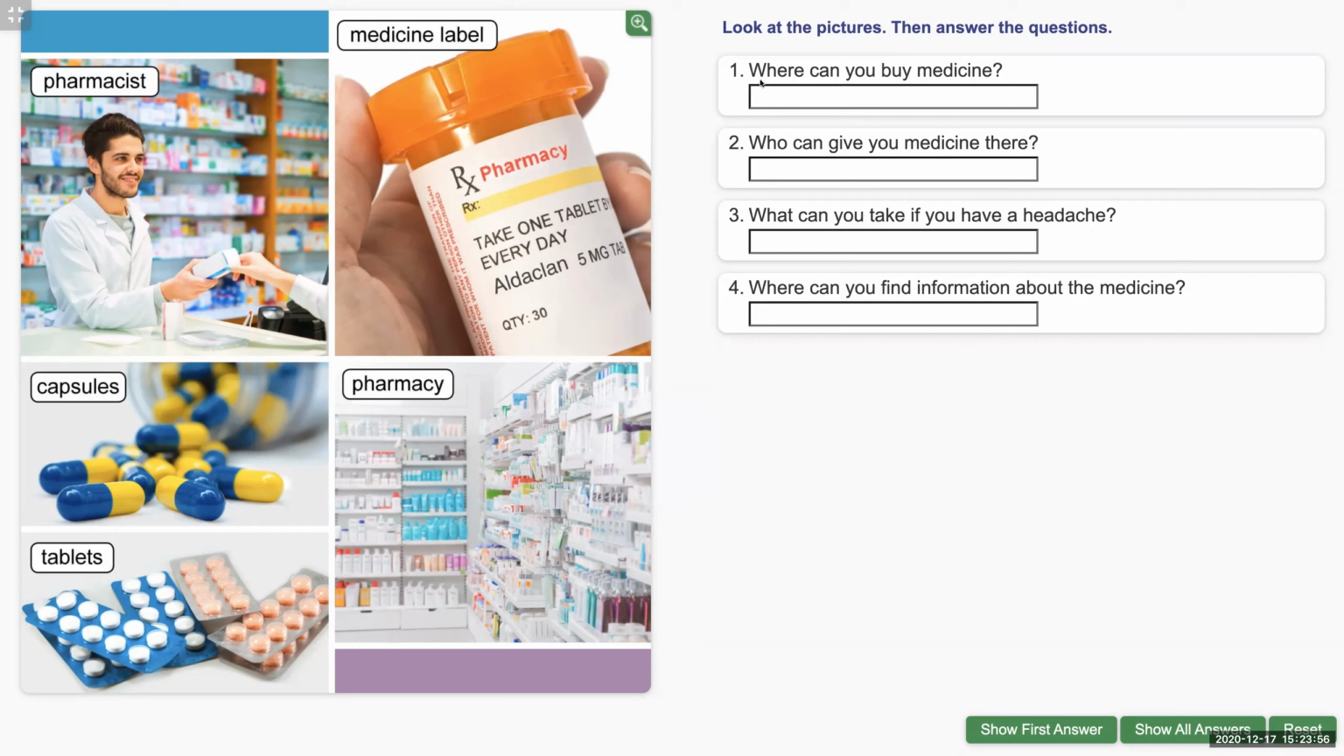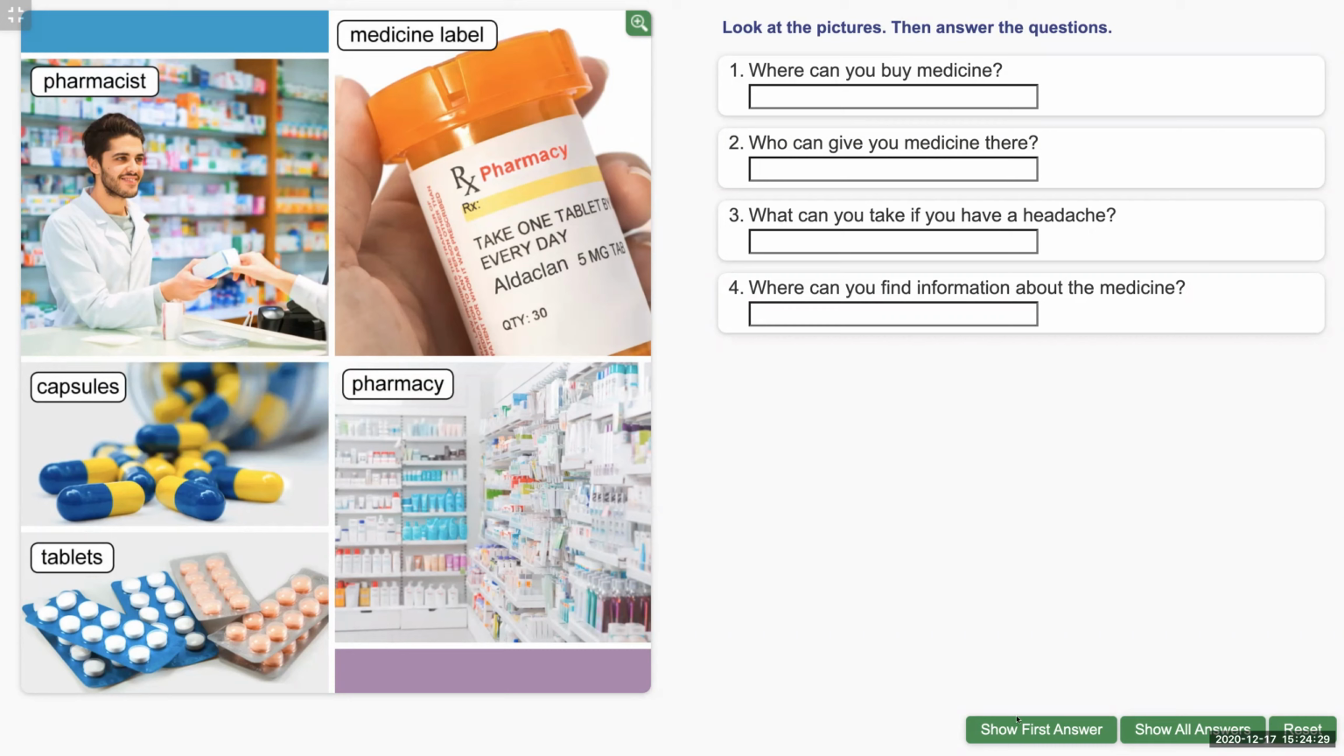So number 1, it says, where can you buy medicine? Number 2, who can give you medicine there? Number 3, what can you take if you have a headache? And number 4, where can you find information about the medicine? So I'm going to have you either pause the video and think about these questions. As soon as you're ready, play the video again.